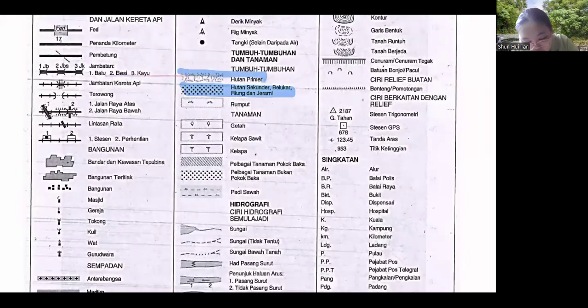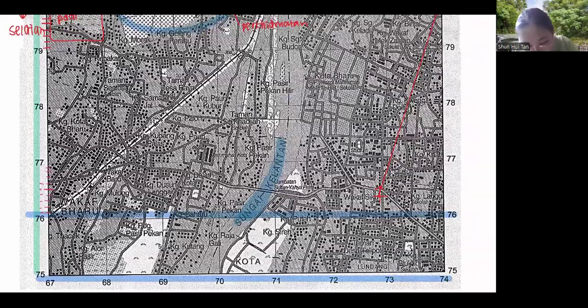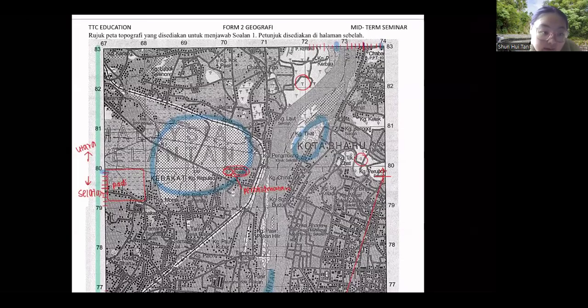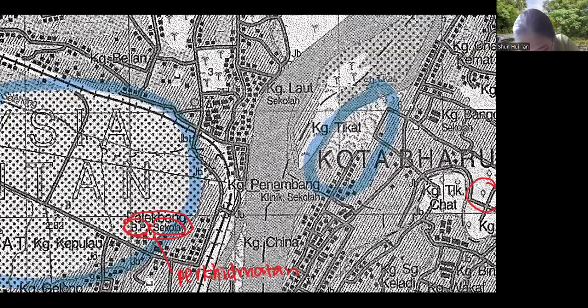Or you just write hutan. You will see hutan. Hutan is here. Okay? Hutan. Can hutan, sungai. Okay? And then you have, I'm not sure whether can you see or not. Here got another one. This one is something that look like this. Know what it is? Rumput.